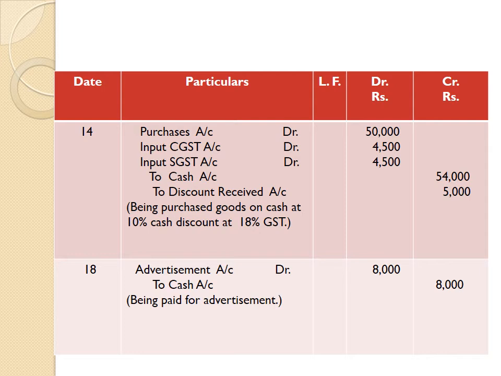Advertisement account debit 8,000 to cash account 8,000 being paid for advertisement. This is the journal entry about the payment of advertisement.